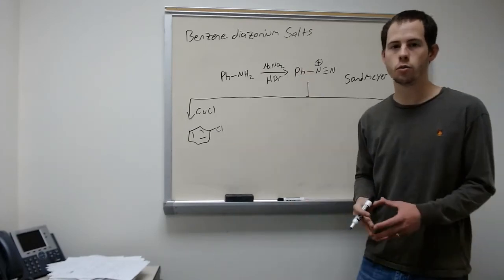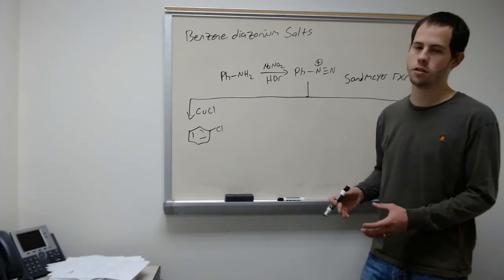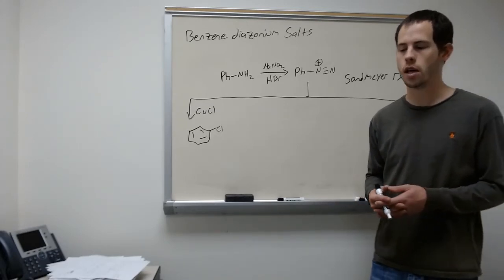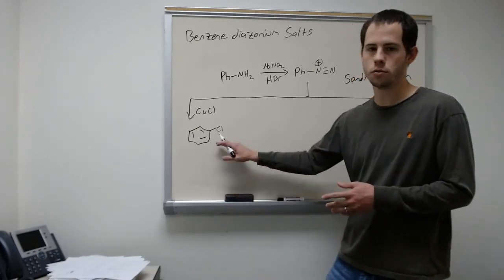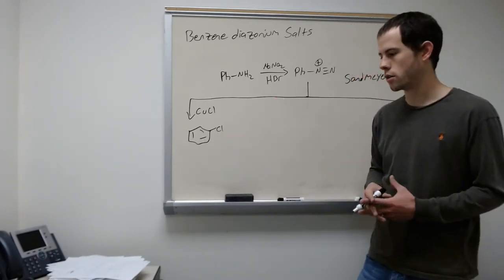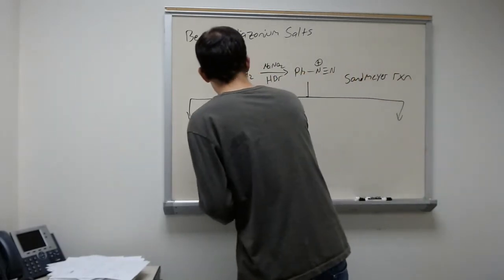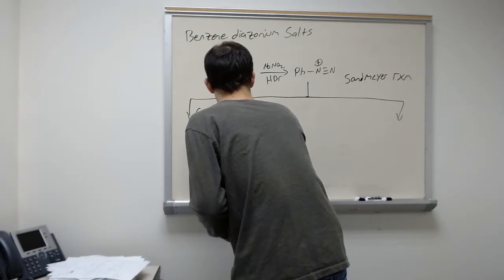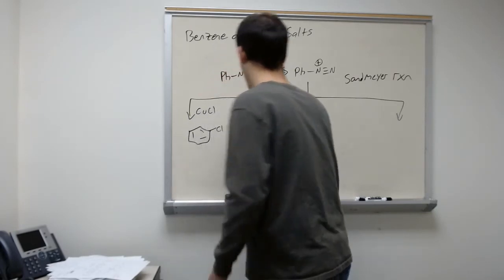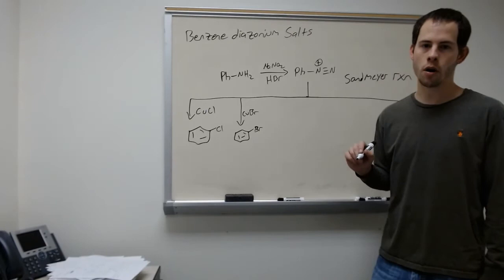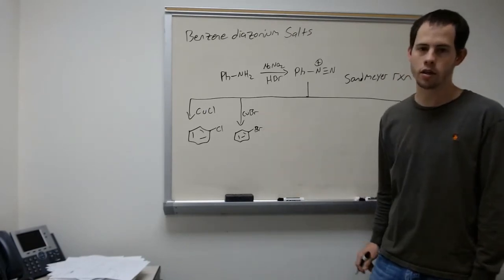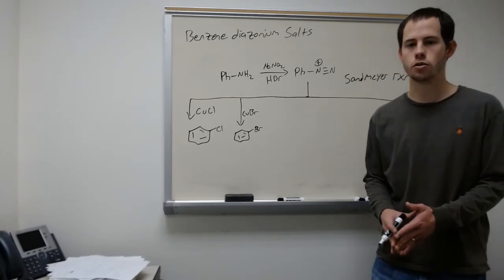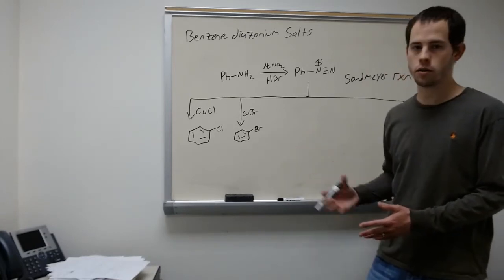We already know how to do chlorination directly from benzene, so this isn't the best way to do it. We could just use Cl2 and iron trichloride instead. But we can do this reaction with benzene diazonium salts. We can use copper bromide, and that does the same thing as copper chloride, except it puts the bromine on there to give us the aryl bromide. Again, this isn't the best way. We can do this with Br2 and iron tribromide, but we can do this conversion.